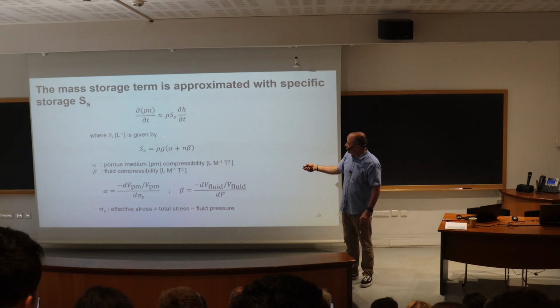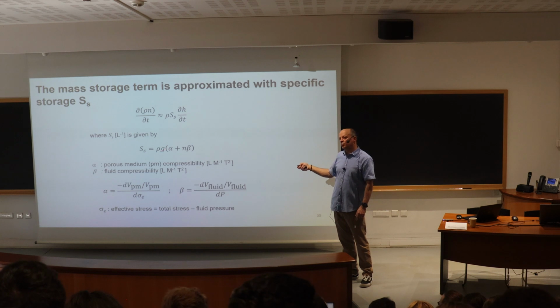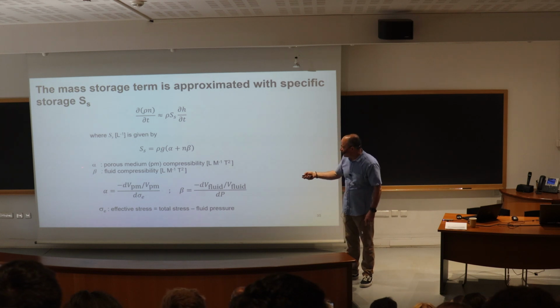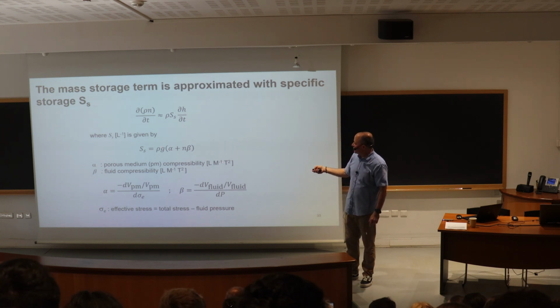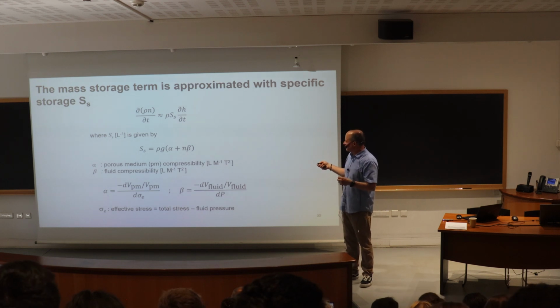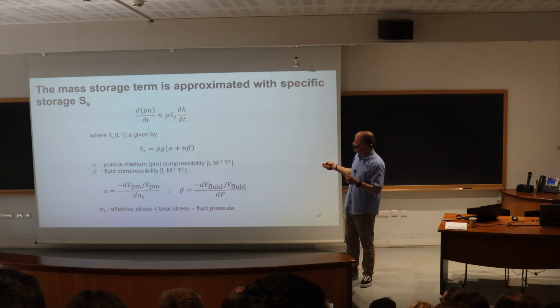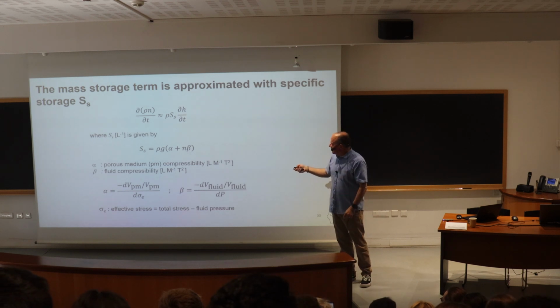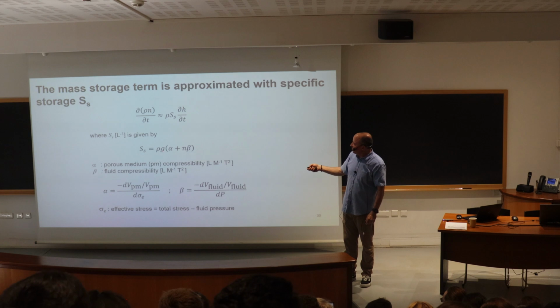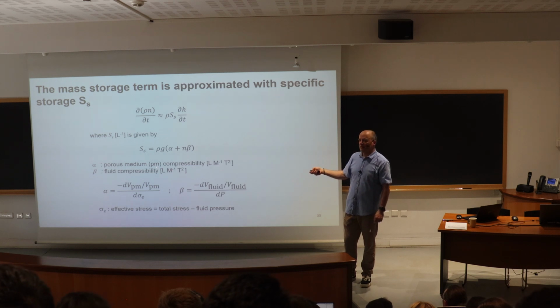So the first term, it's rho g alpha. That's the compressibility of the porous medium. Alpha is defined as the porous medium compressibility, has unit of inverse of, not pressure, inverse of stress. And the second term, rho g and porosity times beta, that's the compressibility of the fluid. Beta is the fluid compressibility.